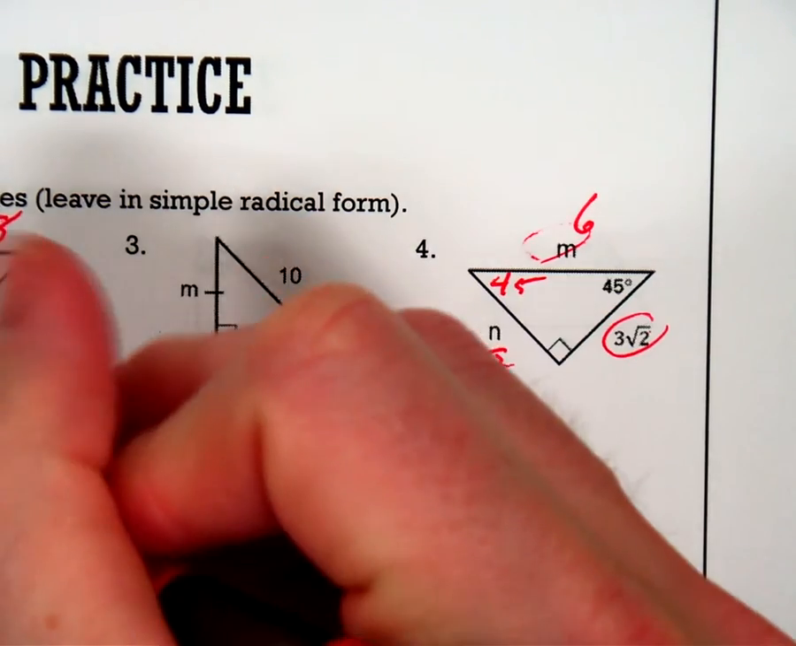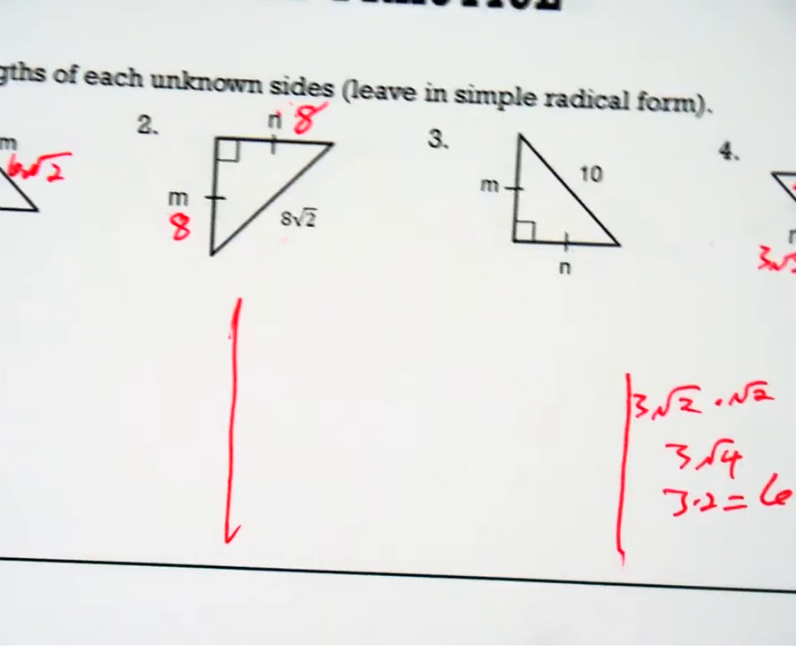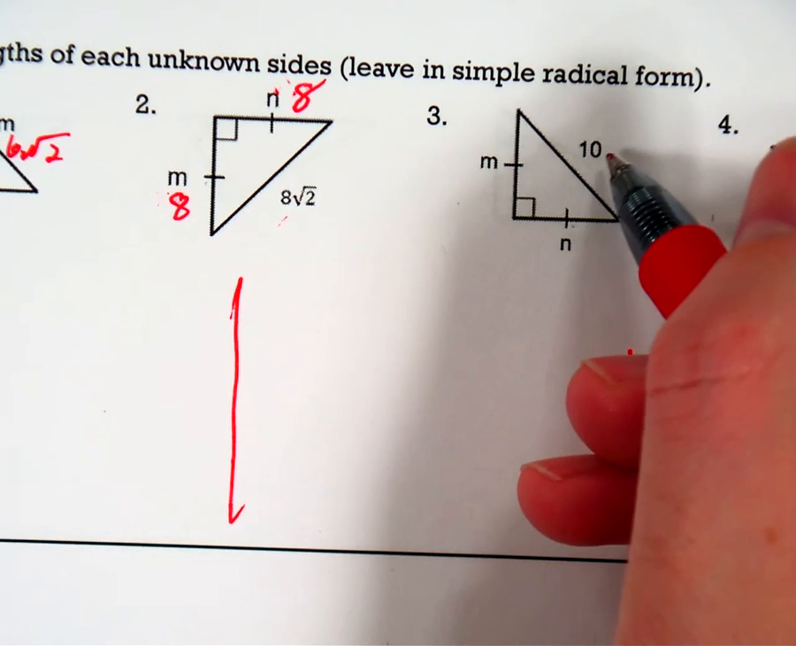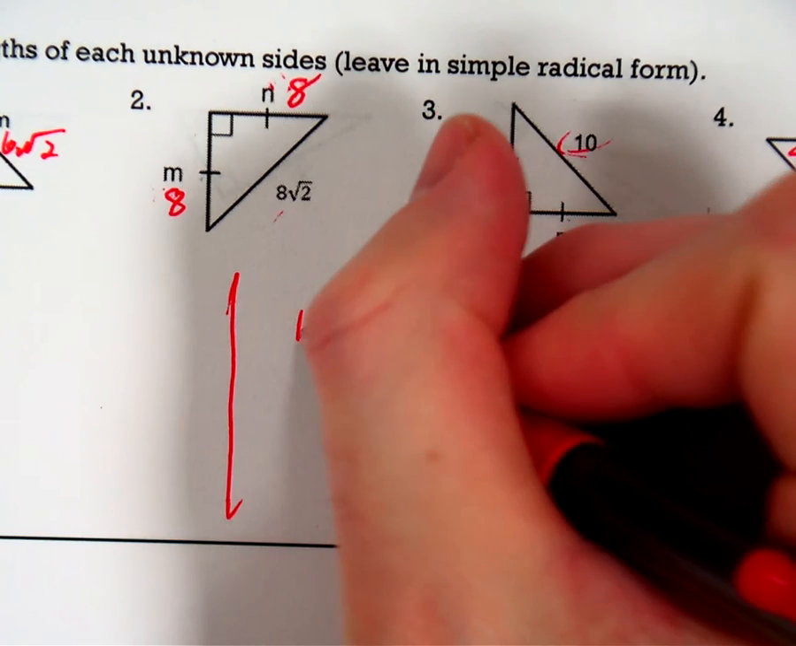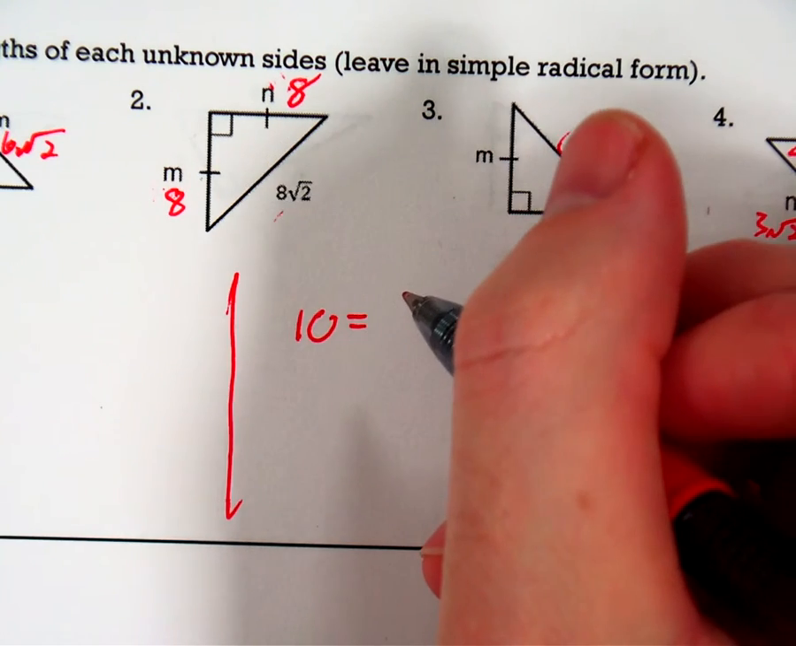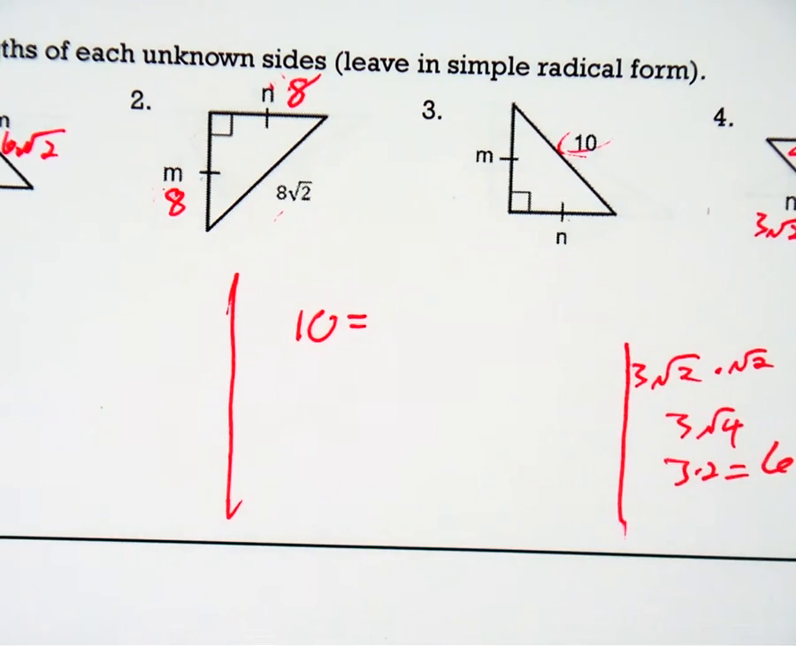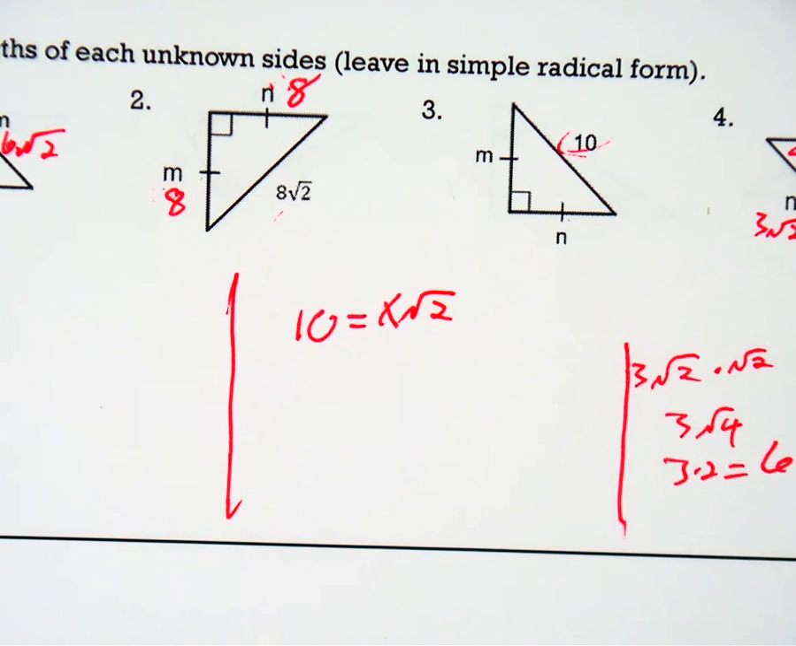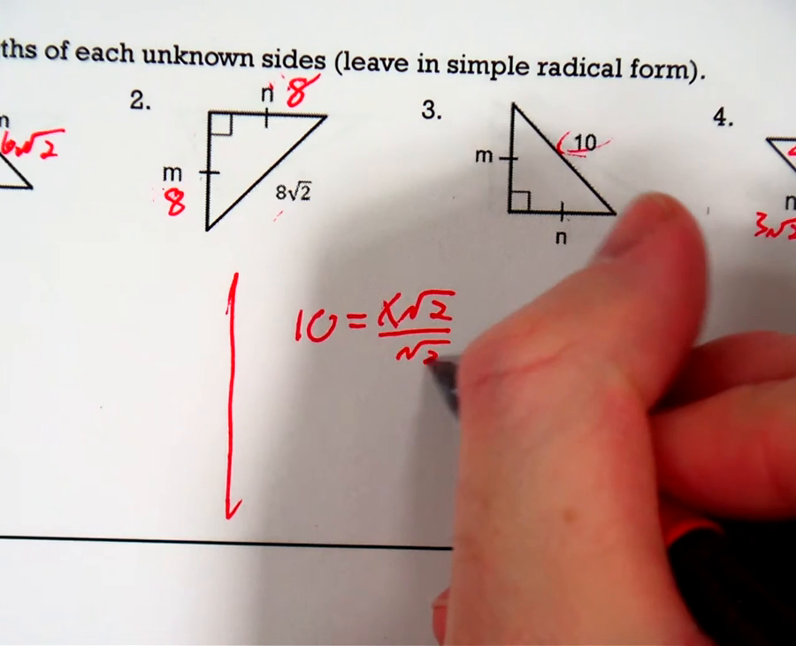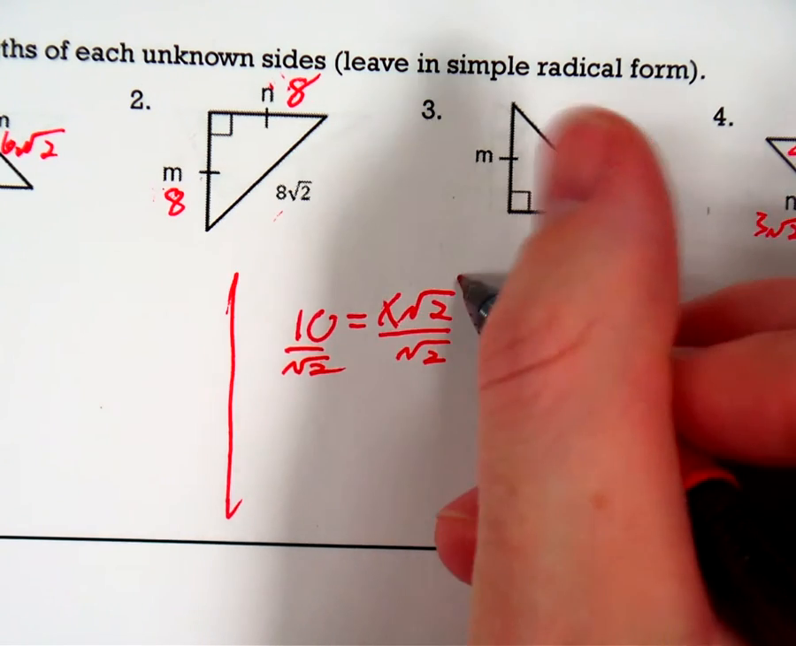We'll do it the long way first, and then I'll show you the little shortcut that you can try to use. Okay, so they gave us 10. 10 is on the hypotenuse. What's our little diagram say for hypotenuse? That it is the x radical 2 side. Okay, so now I want to know what the x side is. So let's solve for x. Let's divide by square root of 2.